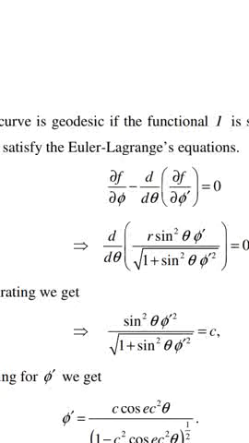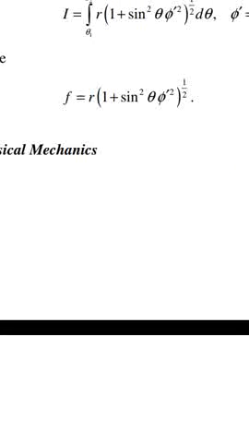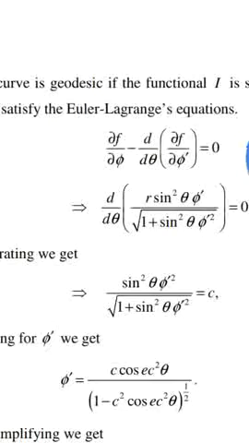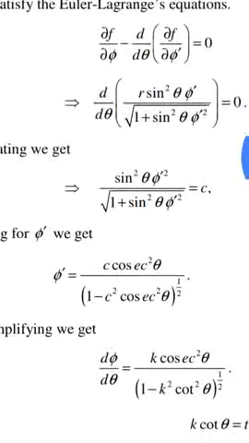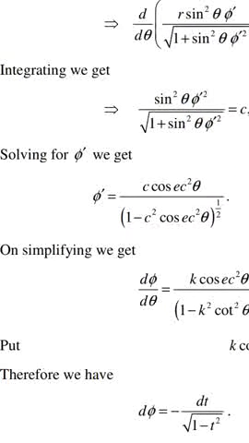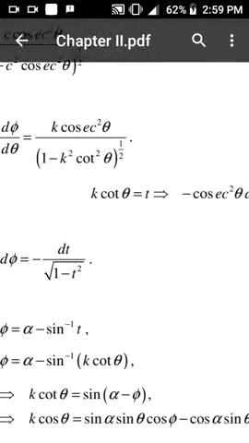Here f is not dependent on φ, therefore ∂f/∂φ = 0, and ∂f/∂φ' = r sin²θ φ' divided by the square root of 1 + sin²θ φ'². And we get d/dθ of r sin²θ φ' divided by the square root of 1 + sin²θ φ'² = 0. Integrating, sin²θ φ'² divided by 1 + sin²θ φ'² = c². Squaring and solving for φ', φ' = c cosec²θ divided by (1 − c² cosec²θ)^(1/2).